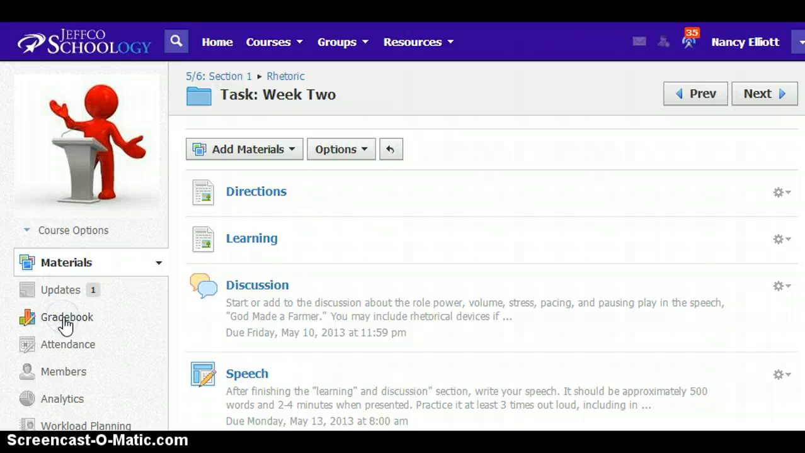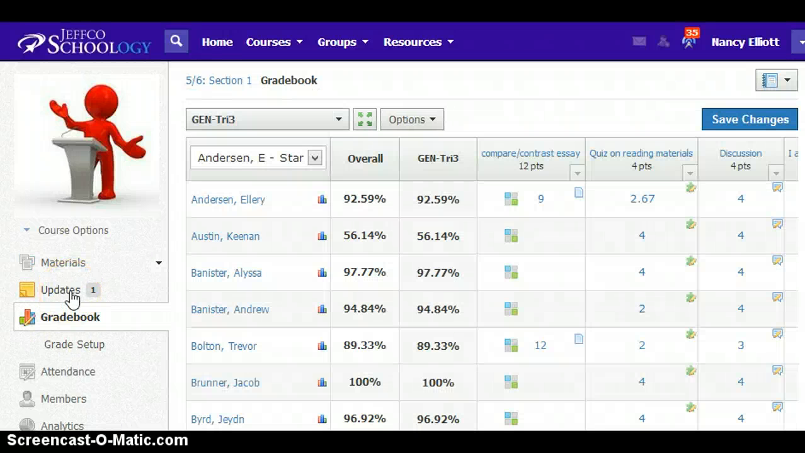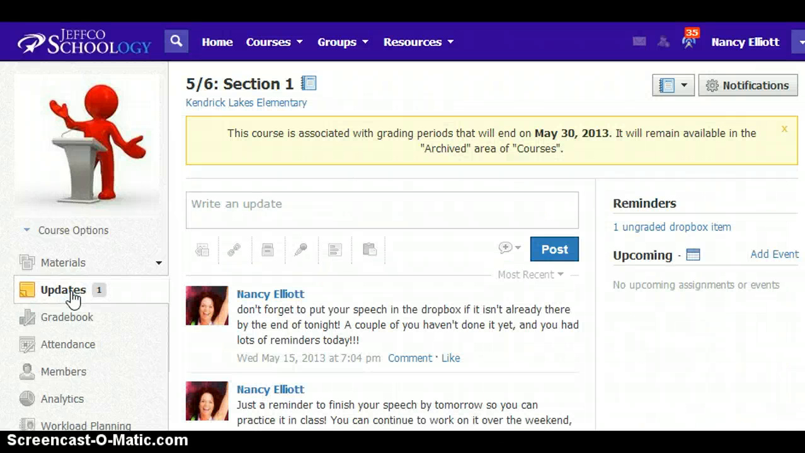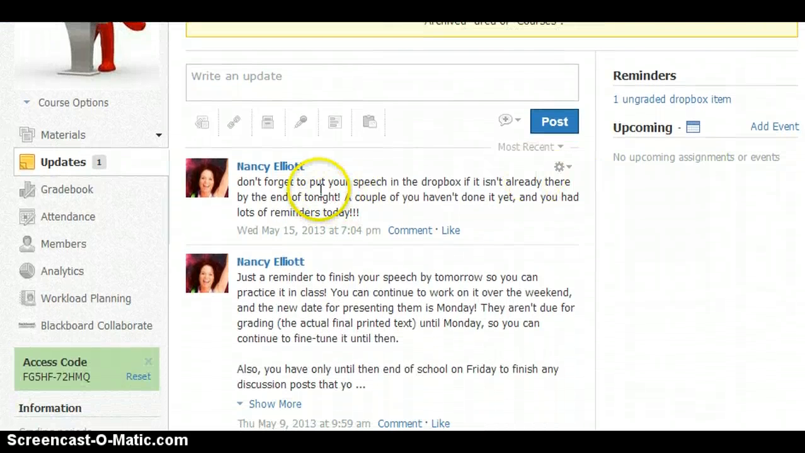And if you look over here, the grade book will be in there so that you can see their grades. And there's an example of how the grades would look, potentially. Here is an update section where I will write updates. For example, don't forget to put your speech in the Dropbox if it isn't already there tonight, something like that.